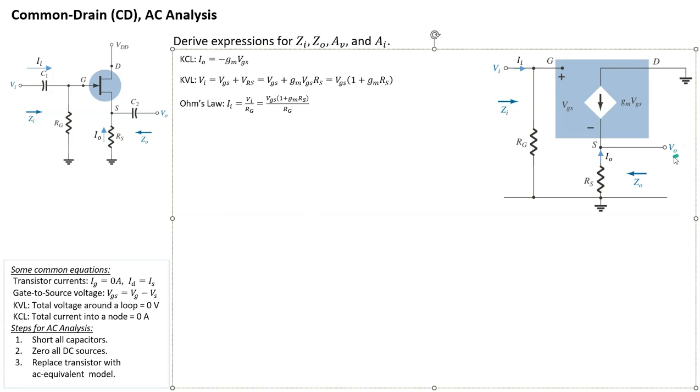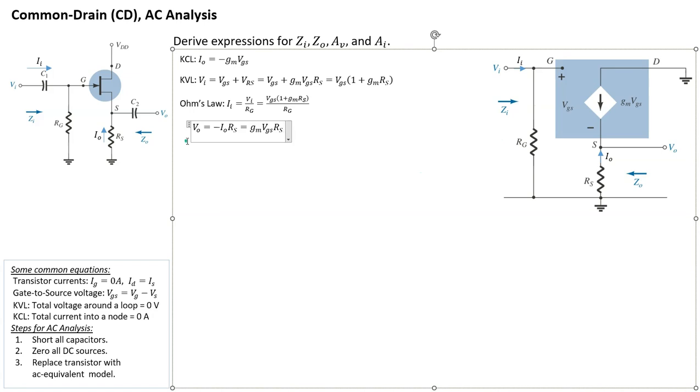Next, let's have a look at VO, the voltage on the output side. Again, we can write it as negative IO times RS. IO is actually pointing up, and since we want VO positive pointing up, IO needs to be pointing down. Again, this is just Ohm's law: V equals IR, so it's negative IO times RS. And IO is negative GM VGS, so the negatives cancel, and VO is GM VGS times RS.